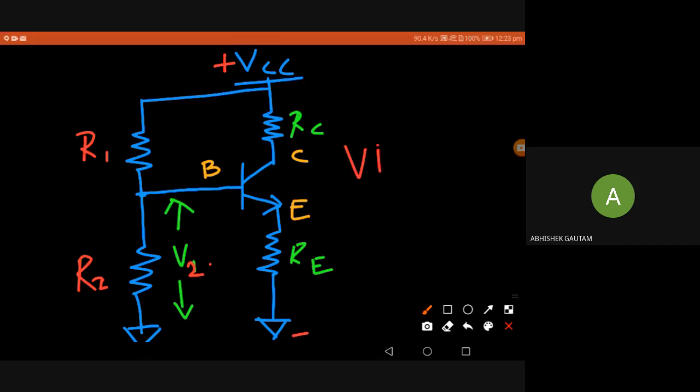Yesterday we discussed a lot of other types of biasing also. Everything has its own name, but to understand, our main aim is to fix the DC currents and DC voltages across different points of the transistor, so that the transistor works in the proper region, the active region. Okay, I'll give you some values so that we get a feel for the circuit we are trying.